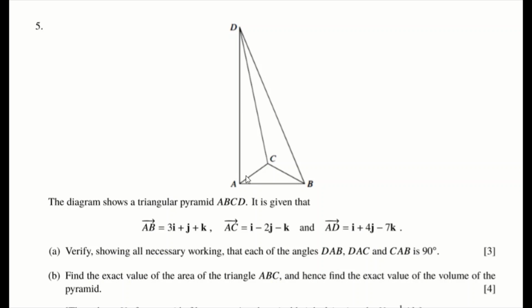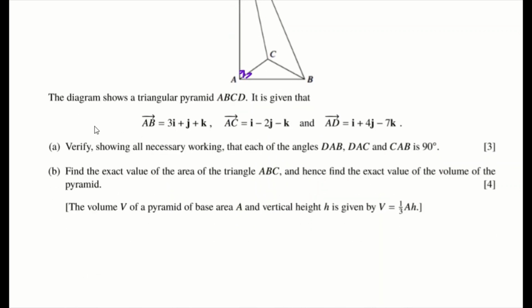So DAB, DAC, CAB is basically everything at A. So DAC, this is 90. DAB, this is 90. Oh sorry, here is 90 as well. Then CAB, this is 90 also. Okay, so that's the few things that we need to solve. Let's start with the first one maybe.